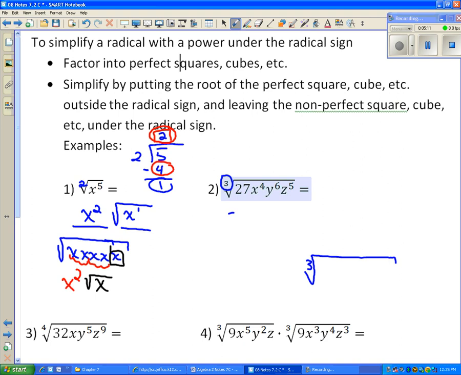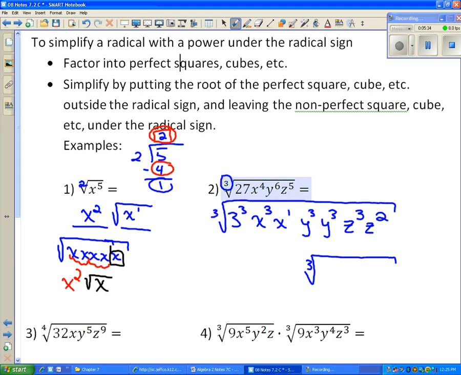27 can be thought of as 3 cubed. X to the fourth can be thought of as x to the third times x to the first. Y to the sixth is y to the third times y to the third. Z to the fifth is z to the third times z to the second. Now, my expectation is not that you will do this, but I'm showing you what you're doing.